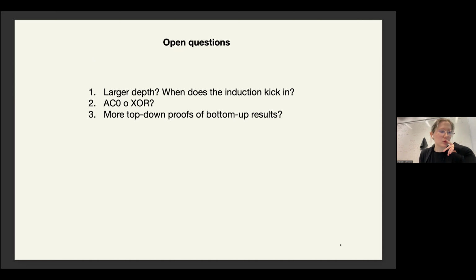And there's also one more which isn't listed here. Maybe the top-down approaches could be used to prove stronger lower bounds for constant depth circuits. This is also a big open problem. Well, this certainly wouldn't be parity because we have an upper bound, but for something else. Yeah, I guess that's it for the first part.